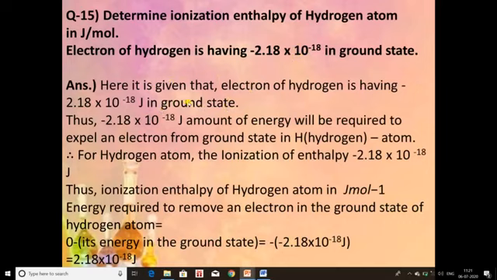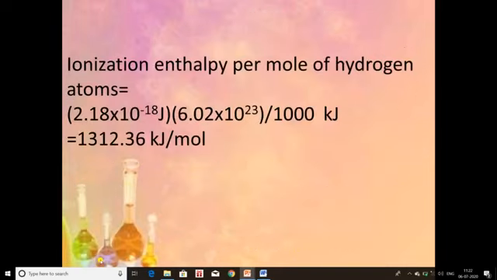When we remove one electron from the hydrogen atom, it will go to infinity. We will assume that it is infinity, so E infinity, the energy at infinity, is equal to 0. So here it is E infinity minus its energy in the ground state: 0 minus the energy in its ground state, so it will become positive. Now, ionization enthalpy per mole of hydrogen atom: here we will multiply this energy with 1 mole of atoms, 6.023 into 10 to the power 23.